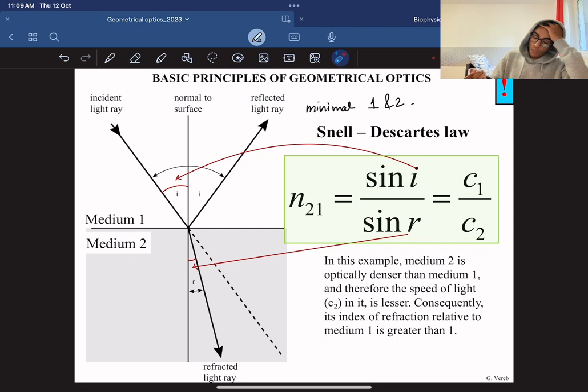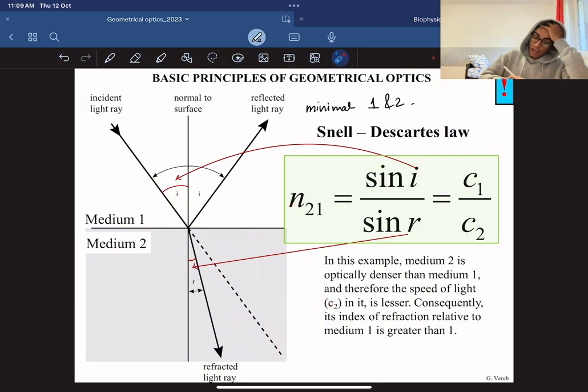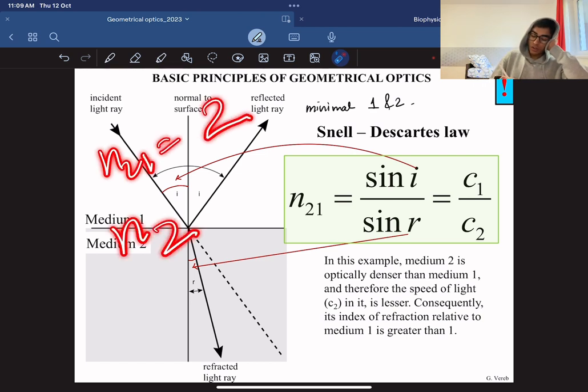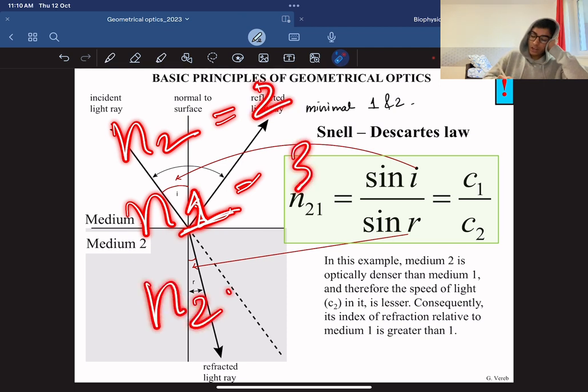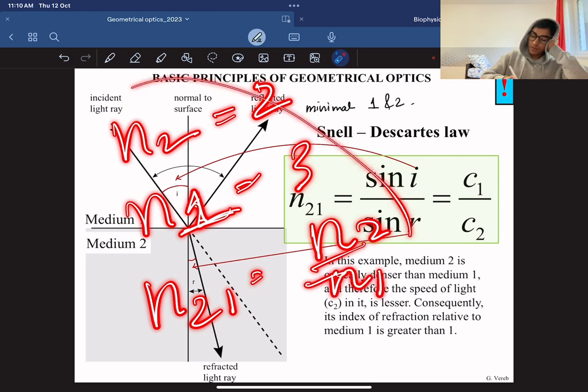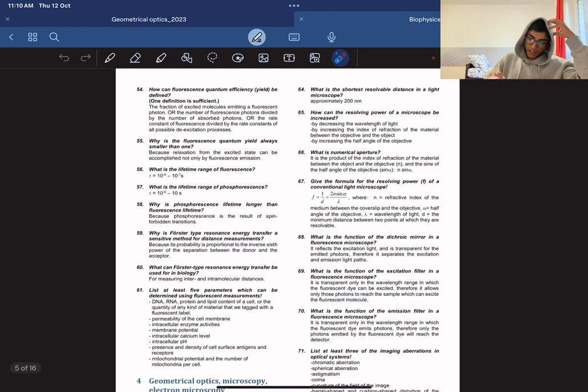Whenever you write n2 by n1, this basically means n2 divided by n1. And when you write just n2, that is nothing but n2 by 1. Understand? So suppose they give us the refractive index n21 is equal to 2. Or they give us the refractive index of 2 and the refractive index of 1, as 2 or 3, and they ask us to find n21. Just do n2 by n1. I hope you guys understand that. So this is nothing to be confused about. It says if alpha and beta are the angles of incidence and refraction, respectively, c1 and c2 are the speeds of light in the two mediums. That should be pretty easy.